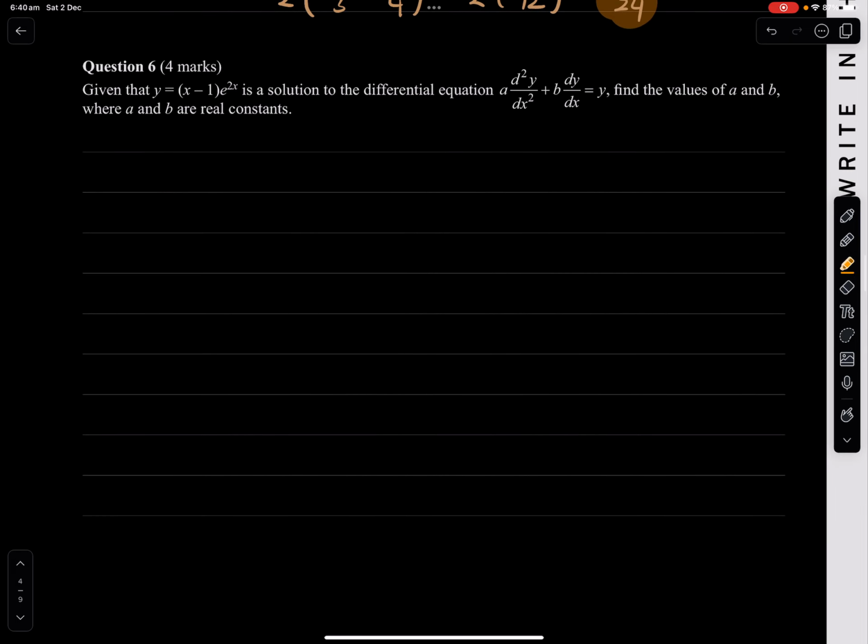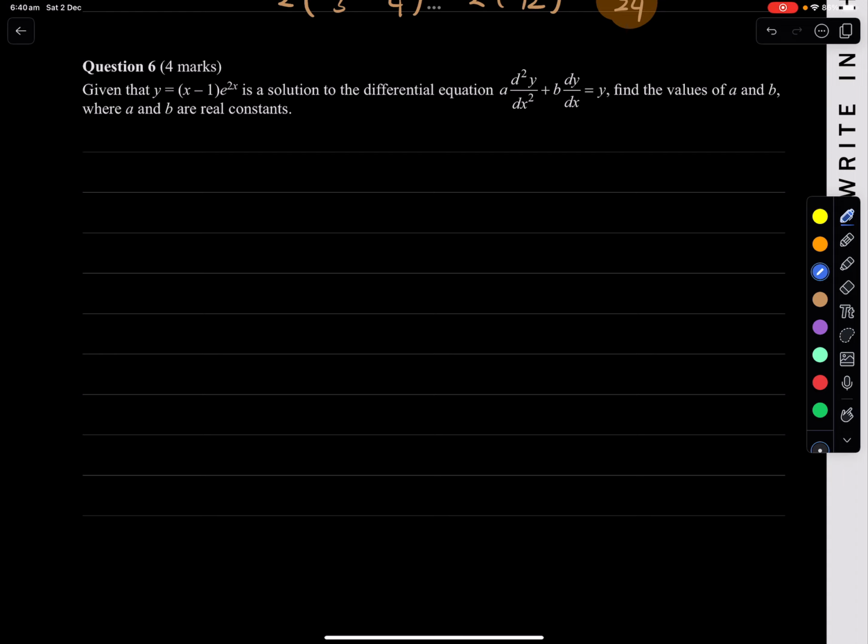Great. Next question. Question 6. Given that y equals this is a solution to this differential equation, find the values of a and b, where a and b are real constants. This is very nice and easy. It's quite used in many exams.